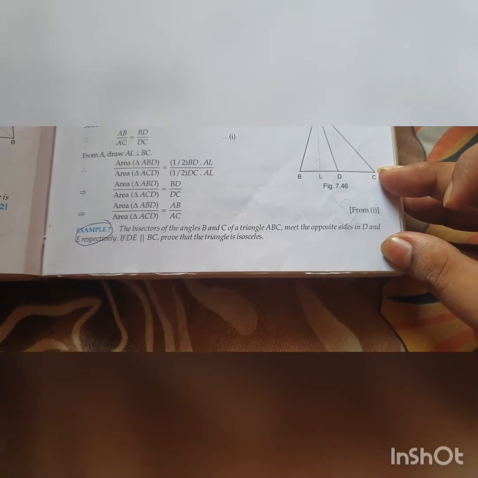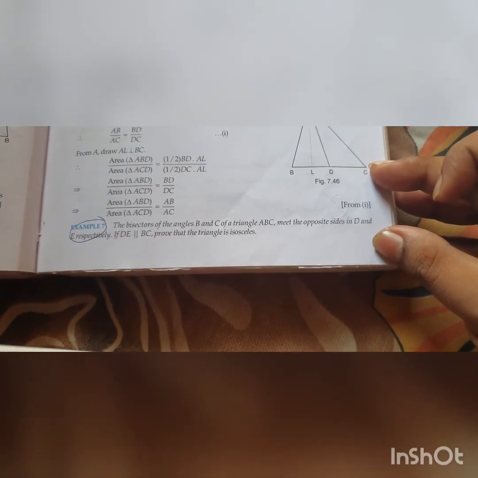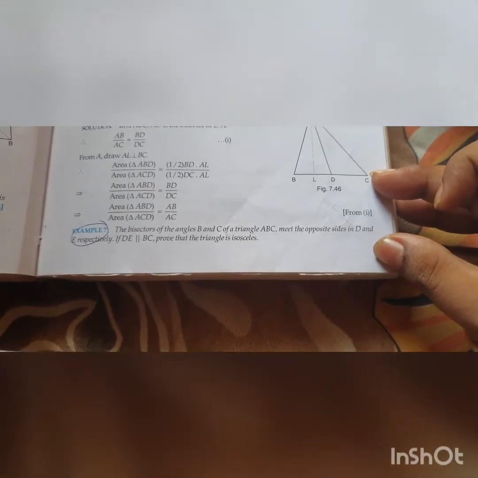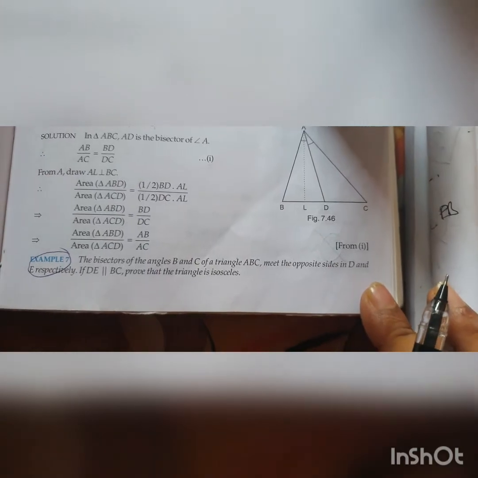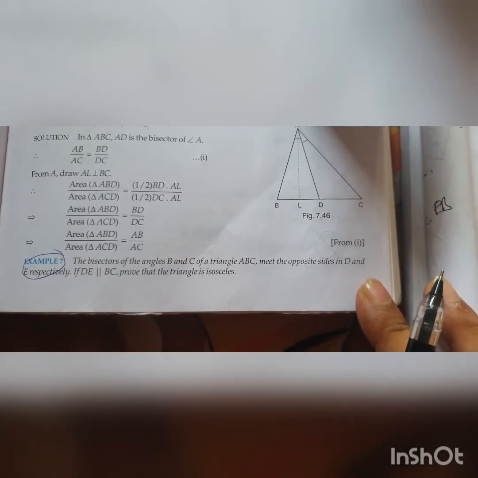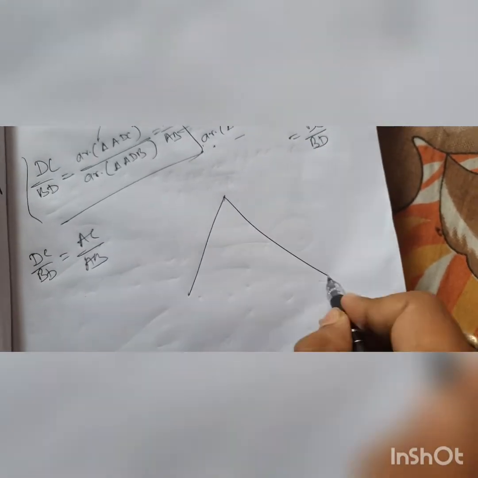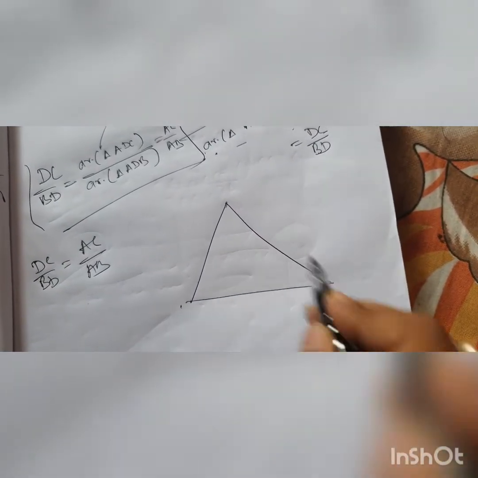The bisectors of angles B and C of a triangle ABC meet the opposite sides at D and E respectively. Okay, fine. So what is said? The bisectors of the angles of triangle ABC. So there should be a triangle ABC. So there is a triangle ABC. Fine.